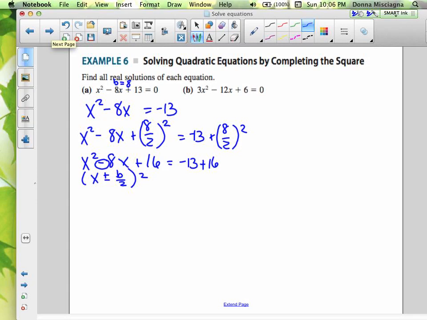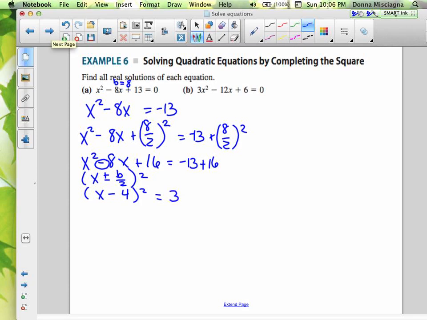So that means x squared minus 8x plus 16 is going to factor to x minus, now what's b divided by 2? It's the thing we squared. 8 divided by 2 is 4. So this is going to be x minus 4 squared equals 3.